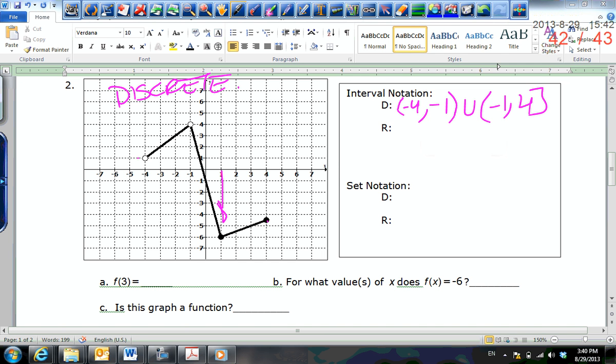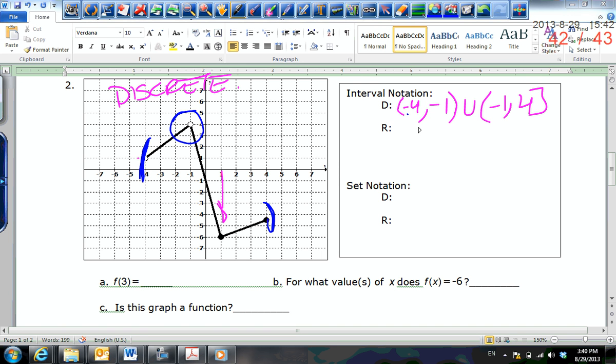Questions about domain? Yeah, where did you get those numbers from? Because up here, the beginning point is -4. At the end, it's 4. So that's why I got -4 and 4. Between the beginning and the end point, I have one open circle right here. So I have to say -1. Oh, okay.